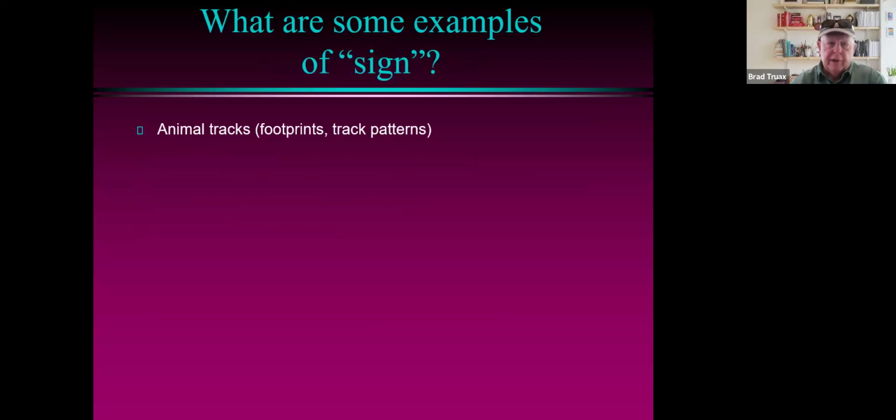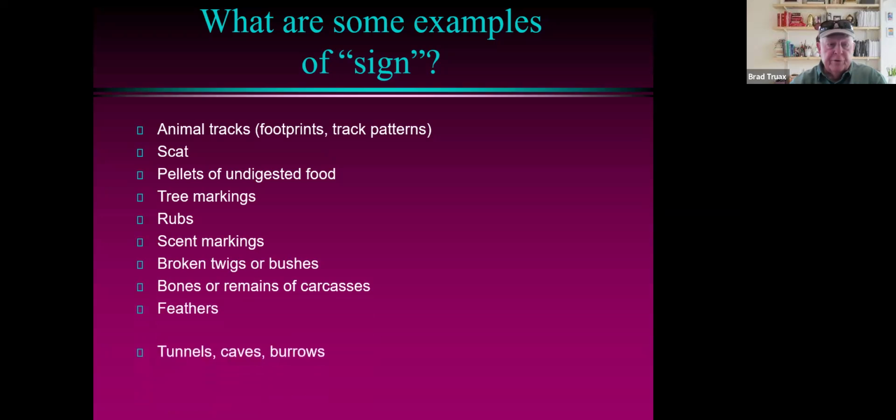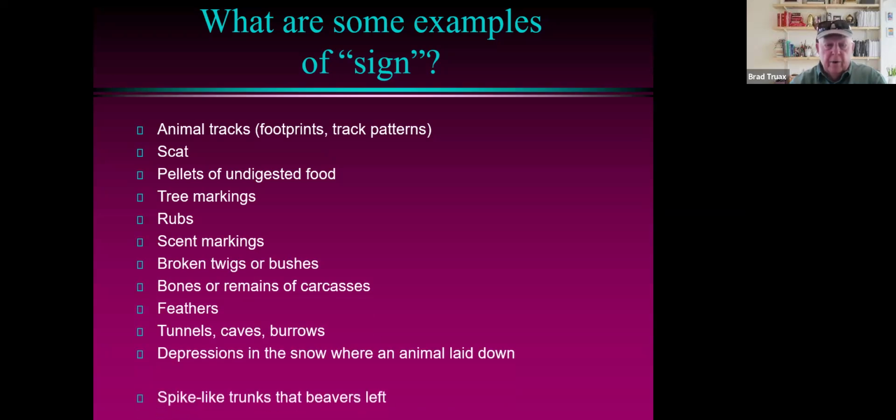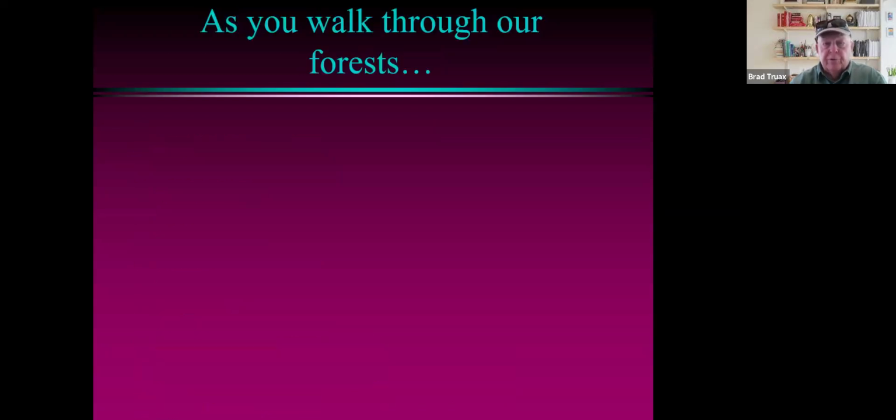Well, obviously, animal tracks like footprints and track patterns, scat that the animals leave, pellets of undigested food that might be left by, for instance, an owl, tree markings that may be left by deer or bear rubbing up against a tree, or tree denudation that may occur from porcupines, rubs, scent markings, broken twigs or bushes that may indicate a deer had been there, bones or remains of carcasses, feathers, tunnels, caves, or burrows, and depressions in the snow where an animal may have laid down, or spike-like trunks that the beavers left, which we just showed you, and of course, sounds in the forest.